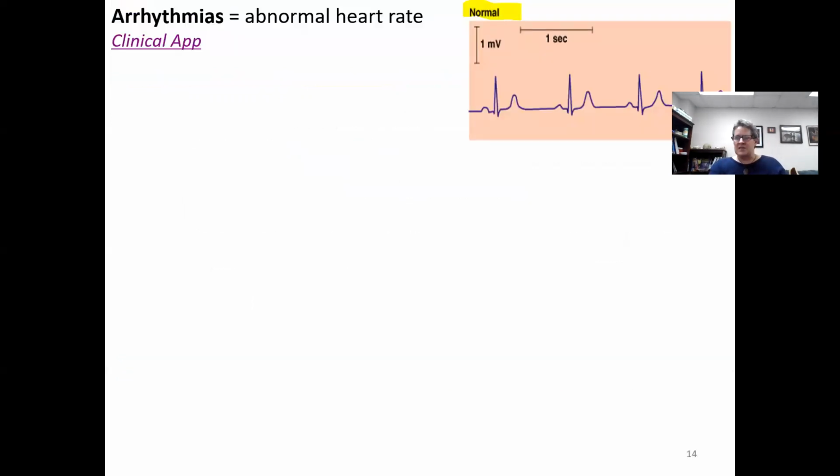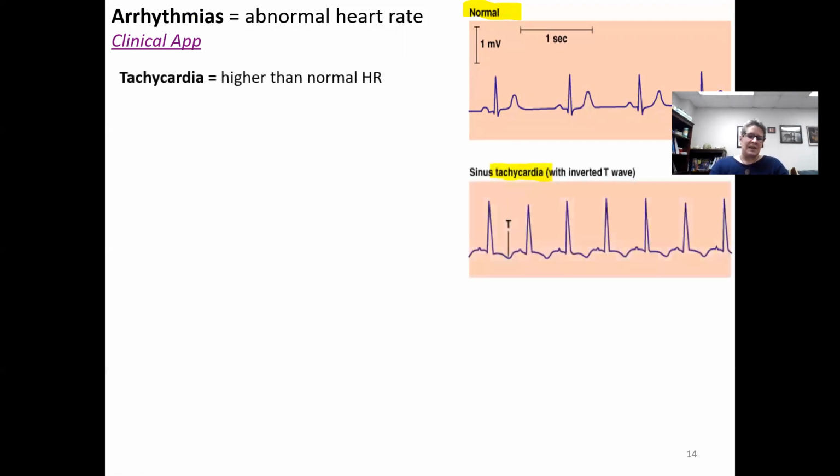Okay, let's talk about some arrhythmias. An arrhythmia is an abnormal heart rate, and I've got a clinical app for that, which I'll show. But a normal EKG trace will show a normal rate of pacemaker depolarization at rest. So, that's what this normal rate looks like. Now, if there is tachycardia, you see that there are more QRS waves in a given time interval, and that's a higher than normal heart rate.